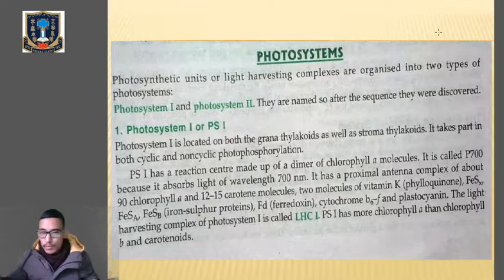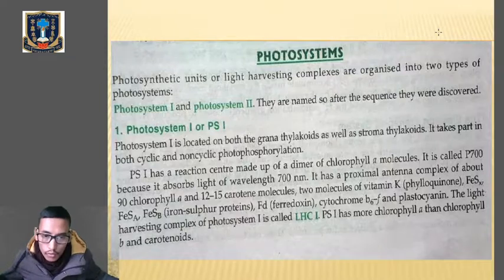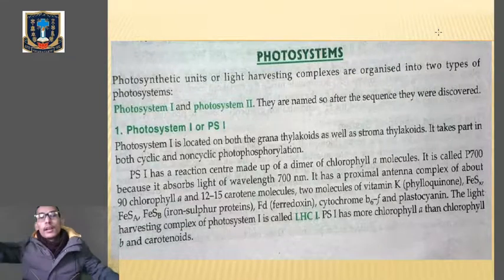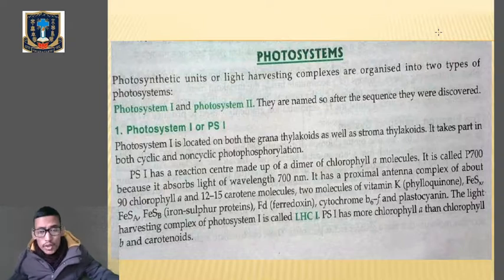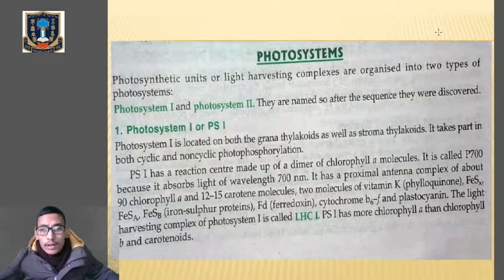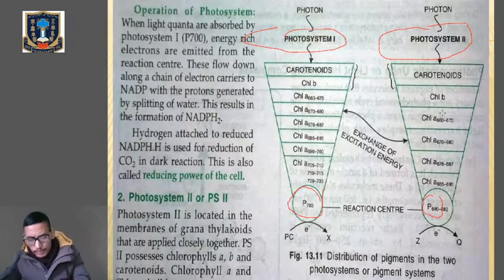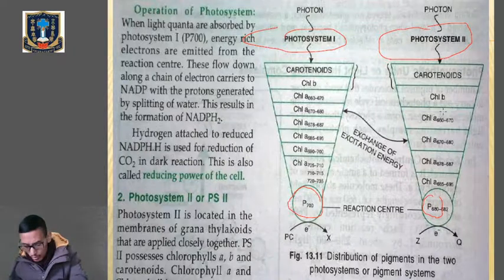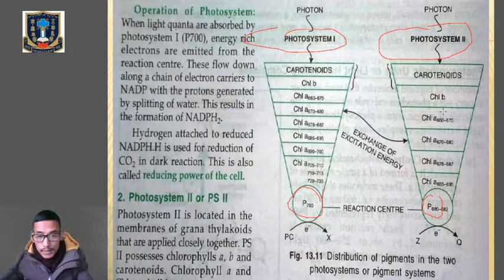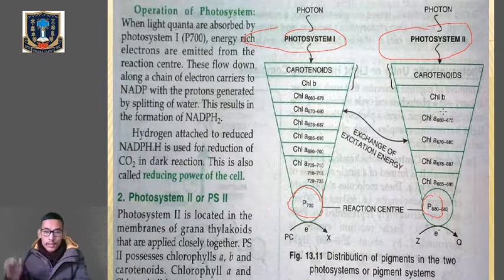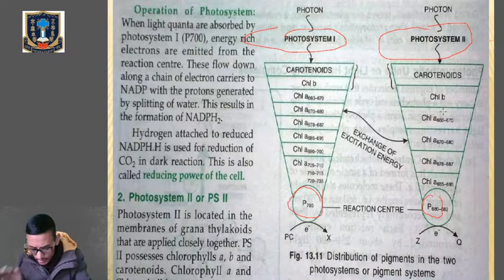So PS1 is present both on the stroma and the grana thylakoids, and it takes part in cyclic and non-cyclic photophosphorylation. This we'll discuss in another class. Okay. So PS1 has a reaction center of a dimeric chlorophyll A molecule. You can see over here that PS1 has a reaction center of chlorophyll A molecules, and it is also called P700. You can see in the figure that the reaction center of PS1 is called P700.